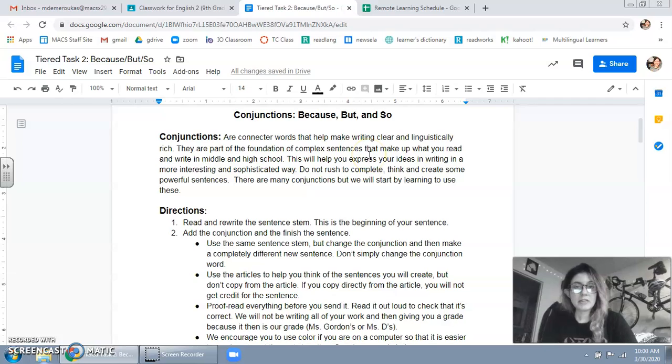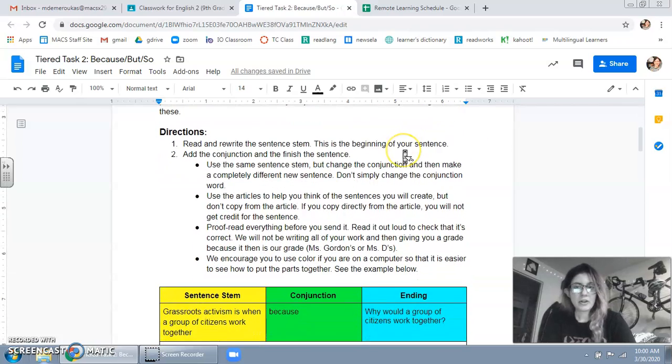We're going to be working on conjunctions: because, but, and so. Conjunctions are just connecting words. The most common ones you hear every day are but, and, or. They're just words that connect more than one idea in a sentence. So there's a description of that here, and then these are your directions.